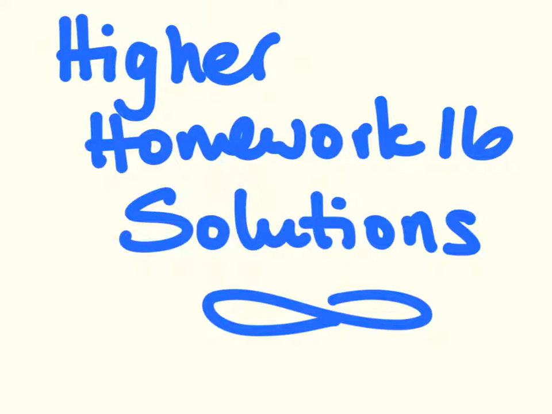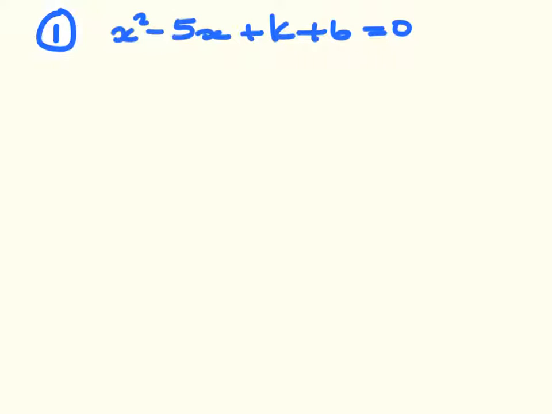Okay, here we go with the solutions to homework sheet 16. Question 1. We have a quadratic x squared minus 5x plus k plus 6 is equal to 0, and you have to find the value of k for equal roots.